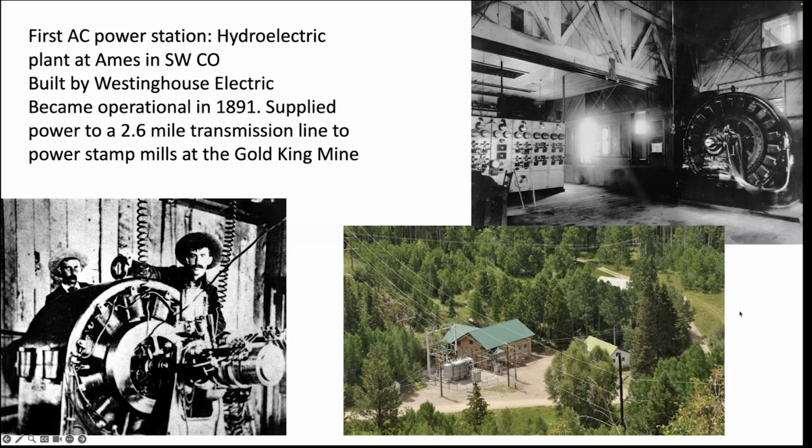Here we go. The first AC power station was a hydroelectric plant at Ames in southwest Colorado, built by Westinghouse Electric. It became operational in 1891 and supplied power to a 2.6-mile transmission line to power stamp mills. Stamp mills basically crush the ore, and that's what it was for. So we can date AC power in the United States to that time.